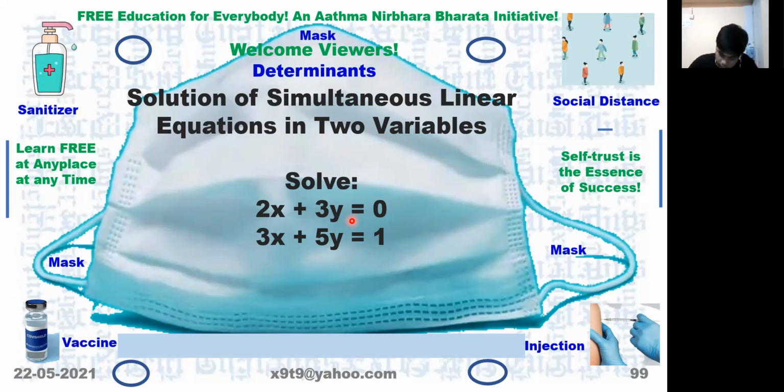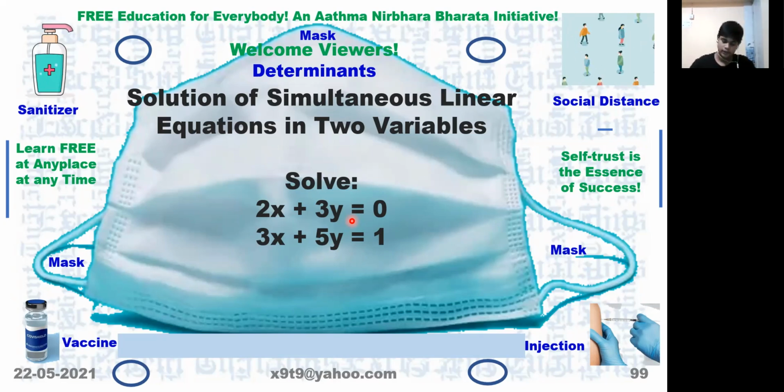Next we'll find delta x. Delta x is 0 and 1 in the first column, second column 3 and 5. Delta x is equal to 0 into 5 minus 1 into 3. 0 fives are 0, minus 1 into 3 is 3. So delta x is equal to minus 3. Correct.